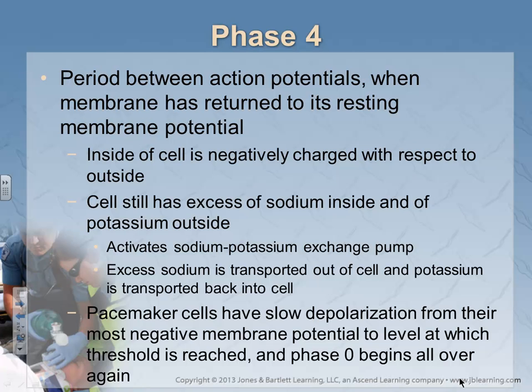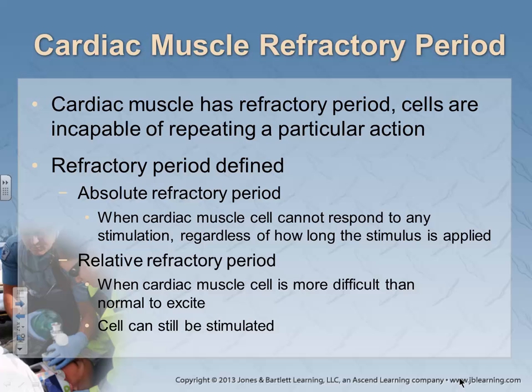Then phase 4 is that period between action potentials, also the resting time. So we talked about the refractory period. So a better definition: the absolute refractory period is when the cardiac muscle cell cannot respond to any stimulation, regardless of how long the stimulus is applied. Nothing can happen. Then the relative is when the cardiac muscle cell is more difficult than normal to excite, but it can be stimulated, depending on the length of the contraction or the stimulation.